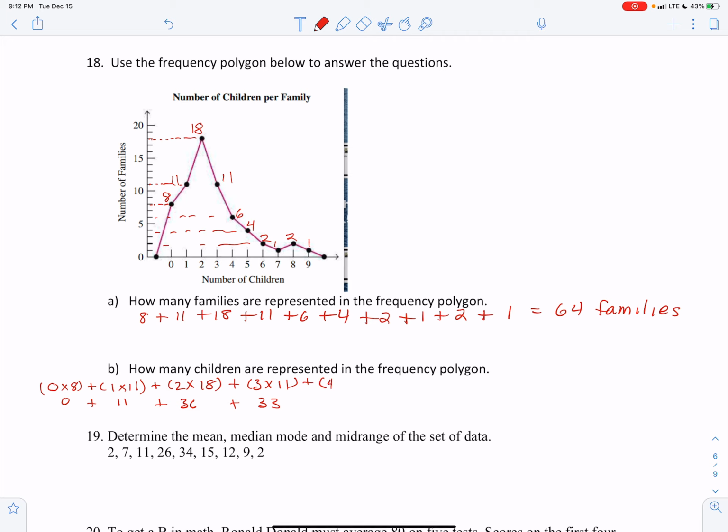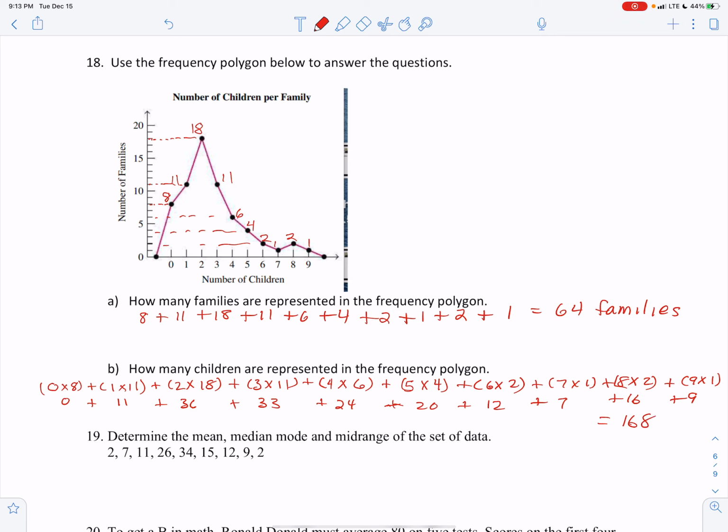4 children were seen in each of 6 families, so another 24 children. 5 children were in each of 4 families, so another 20 children. 6 children were in 2 families, so that's 12 children. 7 children were in 1 family, so 7 children. 8 children were in 2 families, another 16 children, and 9 children were seen in just 1 family, so 9 children. So it gives me a total of 168 children.